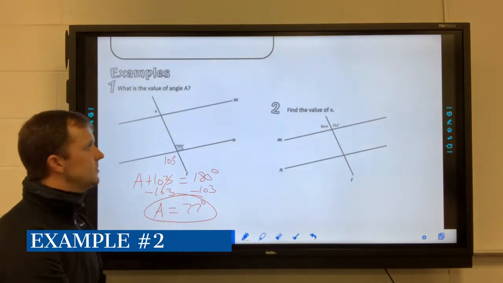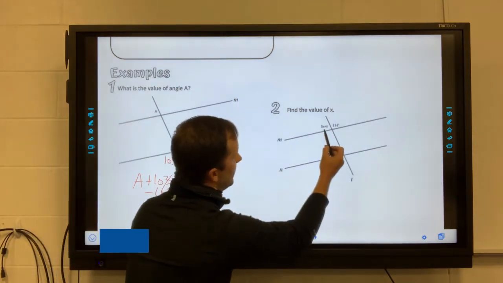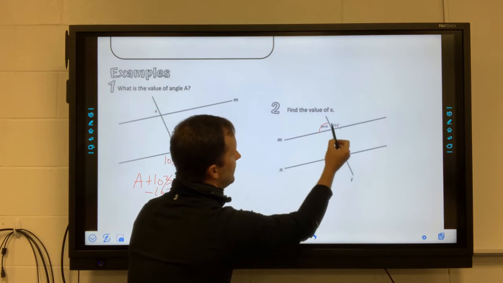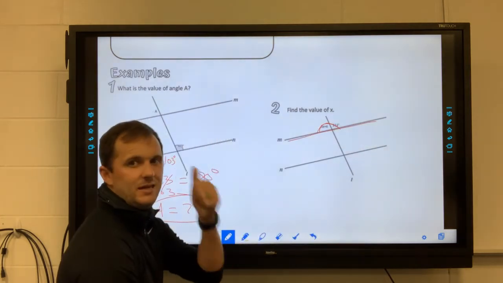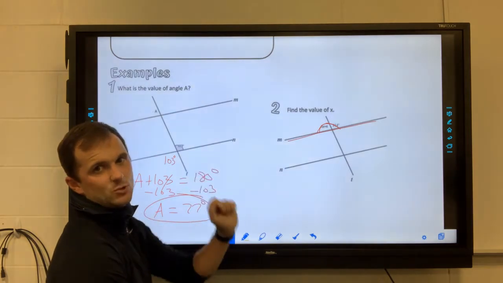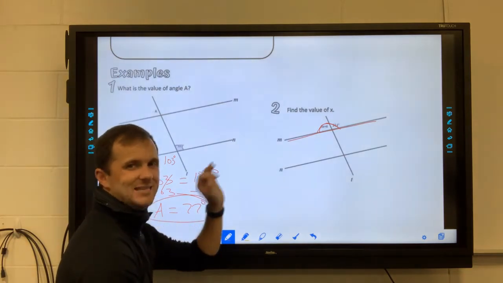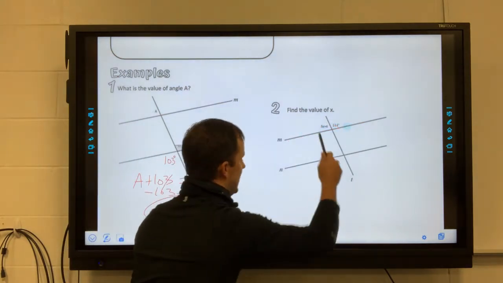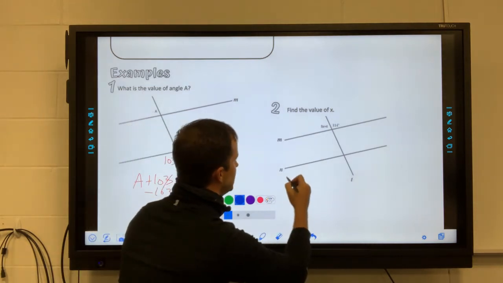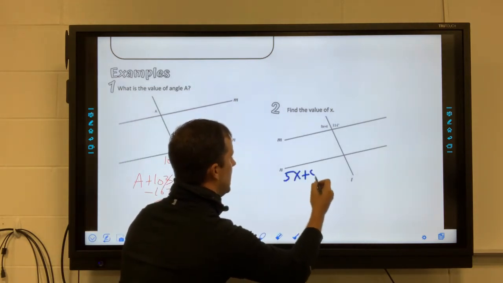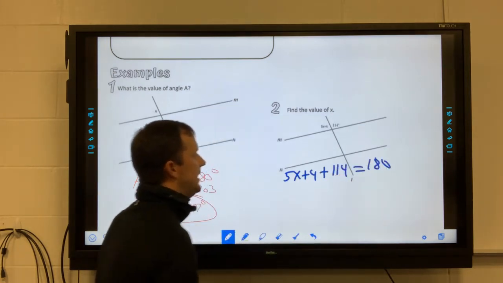Next one is example number 2. It wants me to find the value of x. So right now, 5x plus 4, this angle right here, and 114 are forming a straight line, which means they are a linear pair. Remember, straight lines add up to 180 degrees. So these two angles are going to add together to equal 180. So what I have to do is take the first angle, which is 5x plus 4, and add it to 114, and all that's going to add up to 180 degrees.